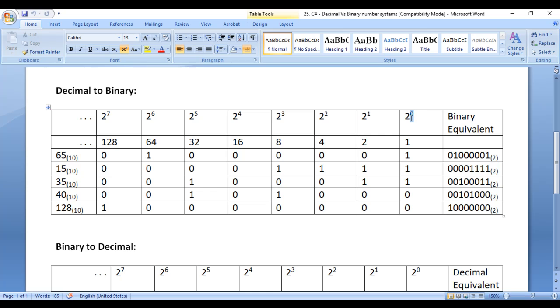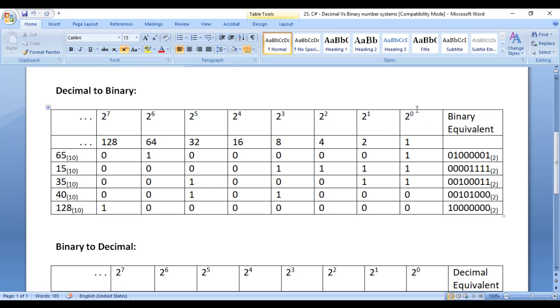You can see I have written here 2 raised to the power of 0, 2 raised to the power of 1, 2 raised to the power of 2, 2 raised to the power of 3, and so on up to 2 raised to the power of 7. I have written up to 2 raised to the power of 7 because the maximum number to convert here is 128, and 2 raised to the power of 7 is 128, guys. So I stopped writing the series at 2 raised to the power of 7. If you have a higher number, more than 128, maybe you need to continue this series. Like you can write 2 raised to the power of 8, 2 raised to the power of 9. That depends upon the number you have for conversion.